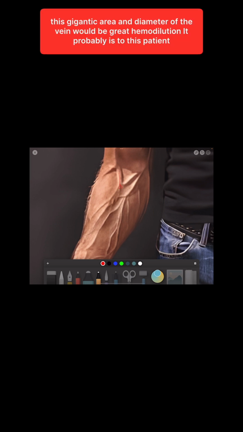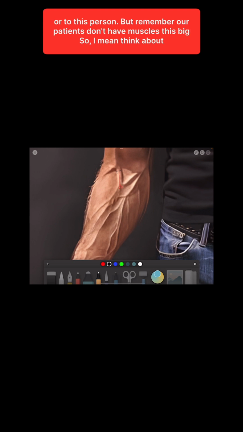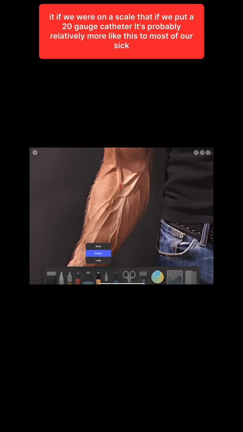You would think that this gigantic area and diameter of the vein would be great hemodilution. It probably is to this patient or to this person. But remember, our patients don't have muscles this big. So, I mean, think about it. If we want to scale that, if we put a 20 gauge catheter, it's probably relatively more like this to most of our sick patients.